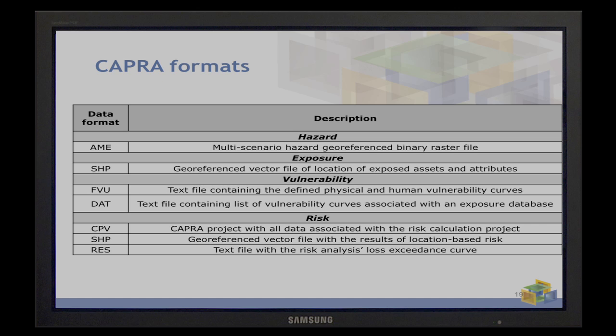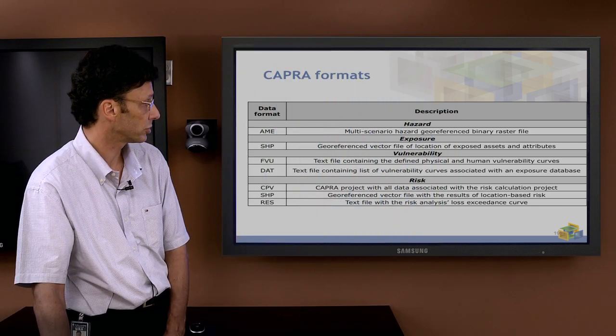Lastly are the CPV risk formats, which include all data associated with a specific risk assessment project. .shape formats associated with exposure formats with the specific risk results for each component defined in these formats. And RES formats, which summarize and include supplementary data from risk assessment results, especially loss exceedance curves and other specific risk assessment results.